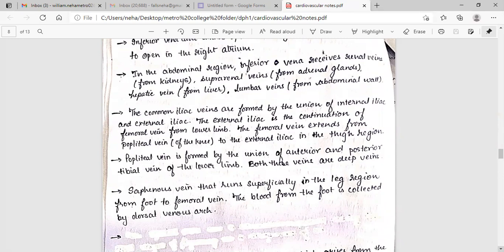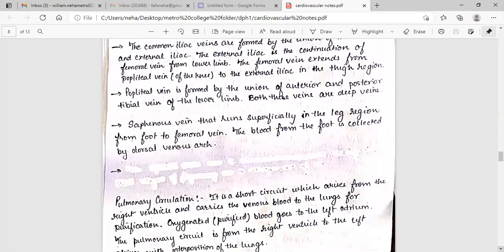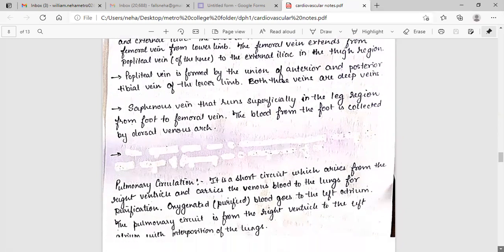The external iliac is the continuation of the femoral vein from the lower limb. The femoral vein extends from the popliteal vein of the knee to the external iliac in the thigh region. The popliteal vein is formed by the union of the anterior and posterior tibial veins of the lower limb. Both these veins are deeper veins. The saphenous vein runs superficially in the leg region from the foot to the femoral vein. The blood from the foot is collected by the dorsal venous arc.